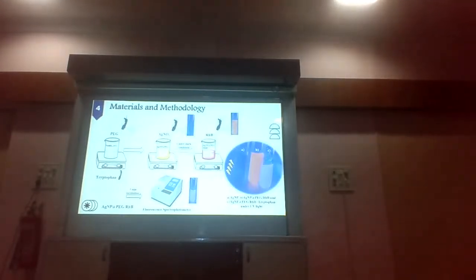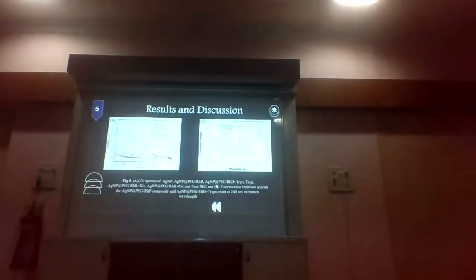Now, tryptophan has a very distinct functional group, that is an indole ring, while other amino acids do not have this indole ring. So our prediction is that the indole ring is interacting with the rhodamine B, and such color is observed because of that. And this mechanism is further confirmed by XPS analysis.